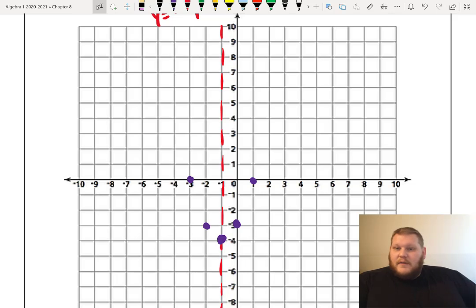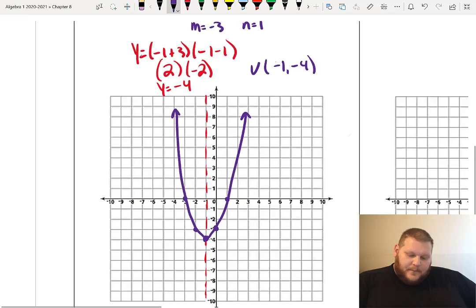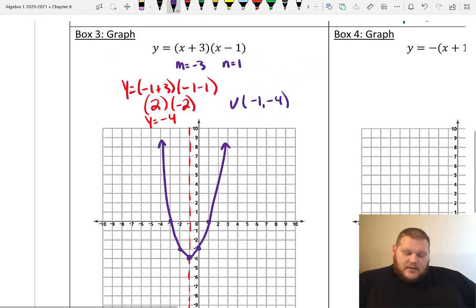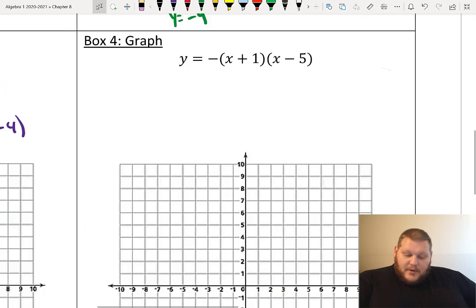So I've got my 5 points, I've got the bare minimum, connect it with a nice smooth curve, and we get to call it a day. That's not a very nice curve on the left side, right side. That's still not bad, but okay. So there we go. That is graphing in intercept form. We'll do another practice problem over here in box 4, but that's pretty much it.